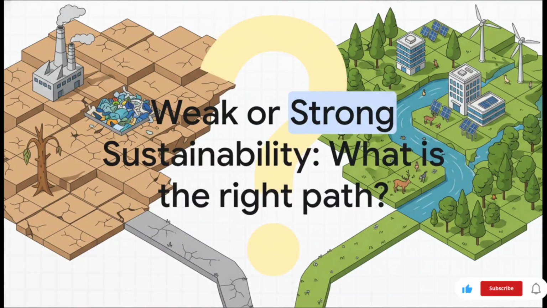And that leaves us with a final thought, doesn't it? This framework isn't just theory for your exam. It's the very lens through which policymakers are debating our country's future right now. Weak or strong sustainability? The path we choose? Well, that's the real test.